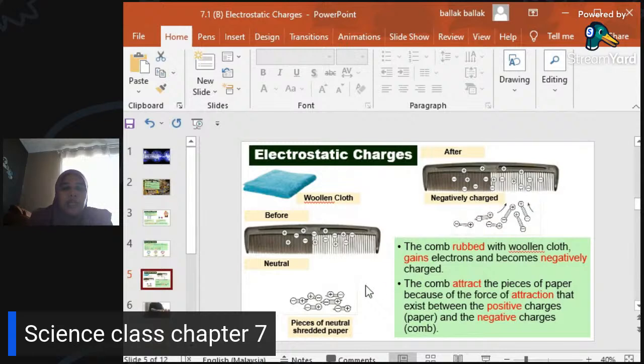So it will attract the positive charge from the shredded paper to go near the comb. The comb attracts the piece of paper because of the force of attraction that exists between the positive charge paper and the negative charge comb. When we rub the woolen cloth on the comb, the positive charges go to the cloth and the negative charge stays at the comb, so it will attract the positive charge from the piece of paper. Let's look at the next slide.